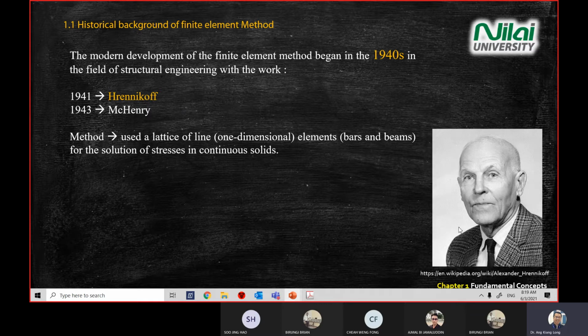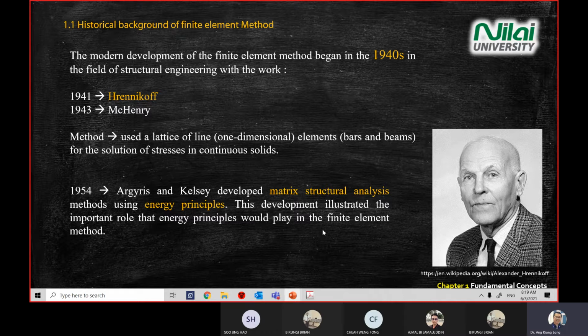Now this is the name. You can Google if you're interested later on. This expert, Alexander Hrennikoff, is the one who tried to solve one-dimensional problems on bars and beams, which later on you will also learn in chapter 2.